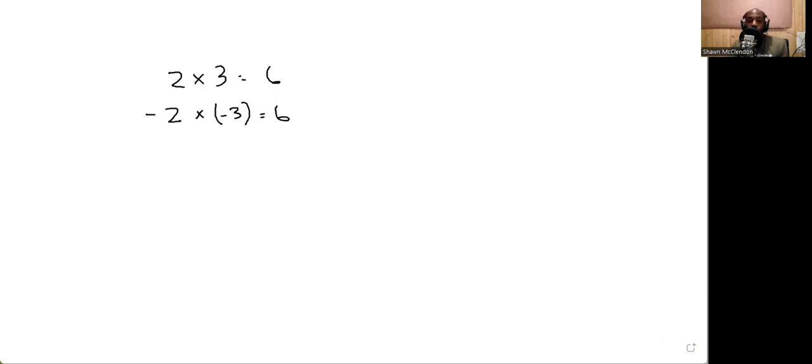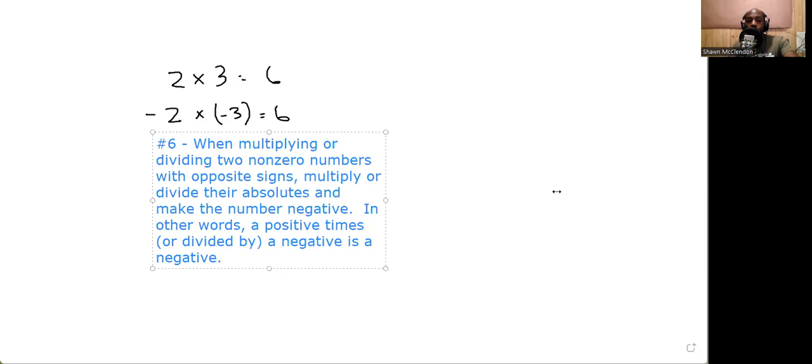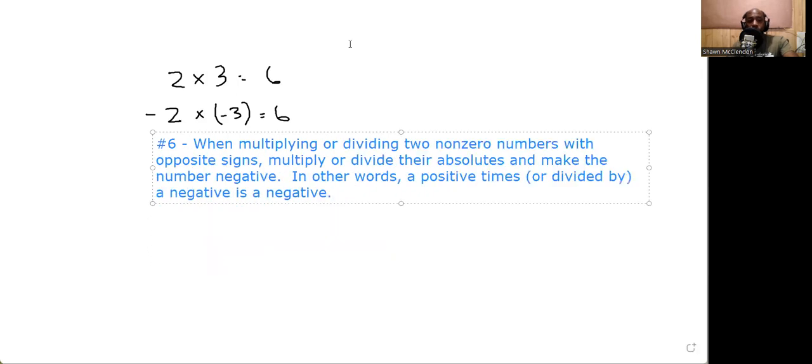All right, and so the next one is, of course, as you would probably guess, what do you do when the signs are different? Make sure you understand this, because I have a lot of people I tutor in Algebra 1 who have issues with negative numbers, and I think they just get mixed up. So really commit these to memory. When you're multiplying or dividing two non-zero numbers with opposite signs, multiply or divide their absolute values, and make the answer negative. In other words, a positive times or divided by a negative is a negative.